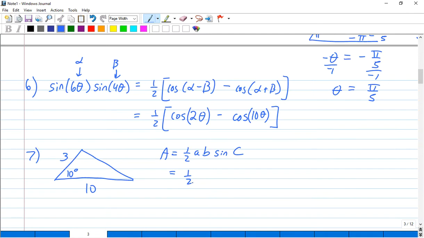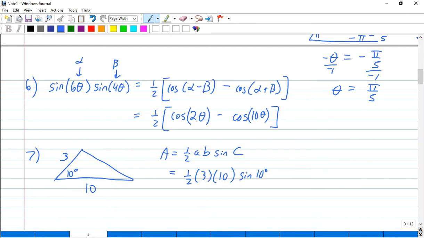I'm not sure if that's on your formula sheet, but I know that when we went over it, I told you you could write it down. Because it's the same thing as 1/2 times base times height. B times sine of C would give you the height. So that's 1/2 times 3 times 10 times the sine of 10 degrees.